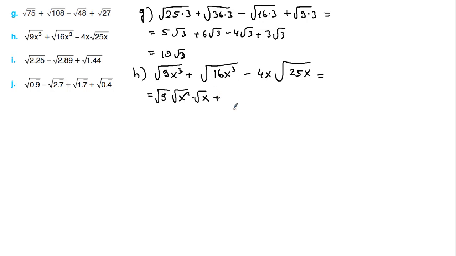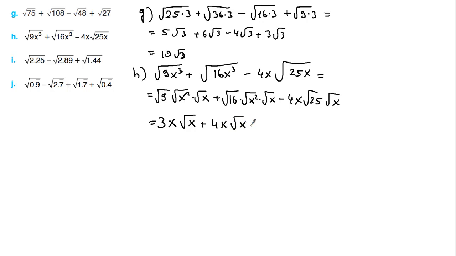Do the same for the rest of these terms. It will be square root of 16 times square root of x squared times square root of x minus 4x root of 25 root of x, and perform the same operations like previously. This square root of 9 is just 3 square root of x squared. Actually, it's absolute value of x, but we will take it as x is positive. Plus square root of 16 is 4x root of x.